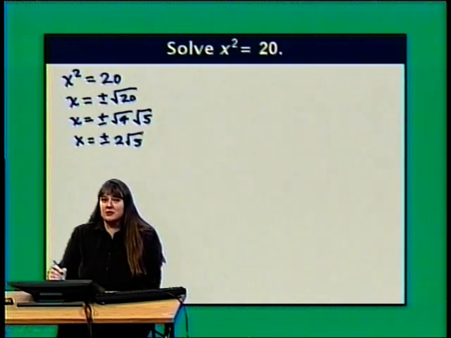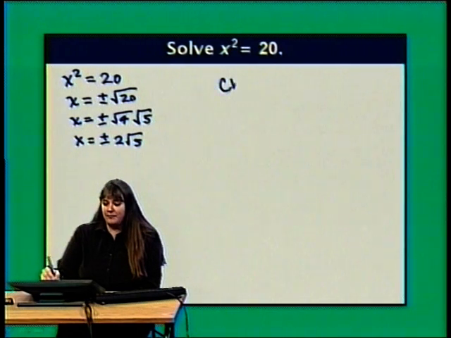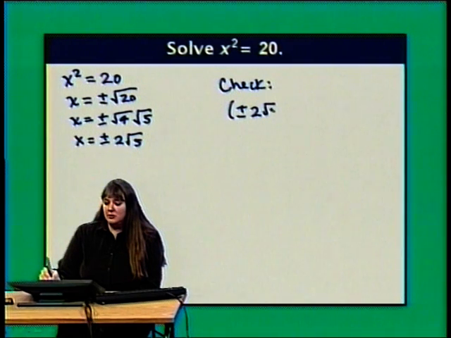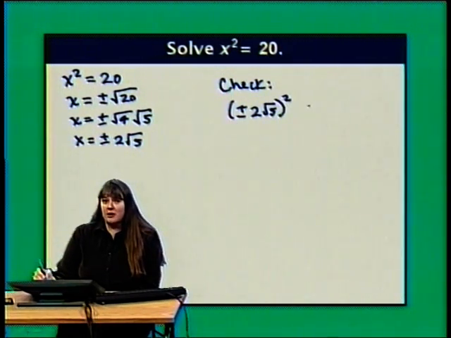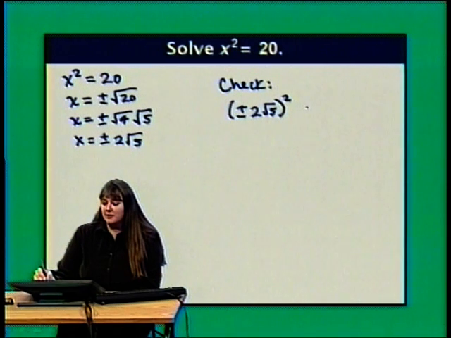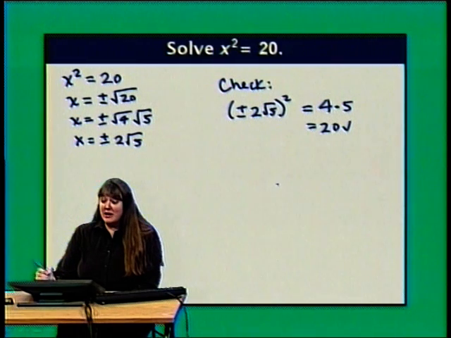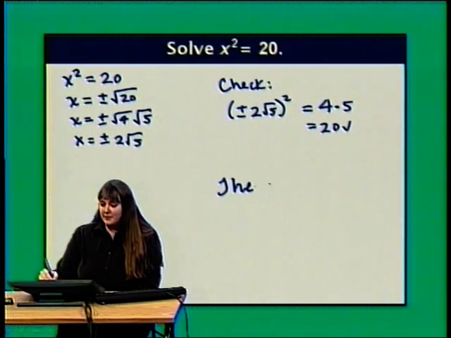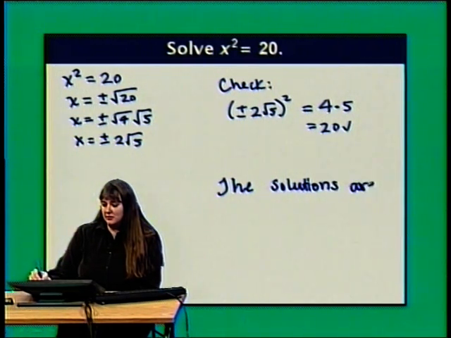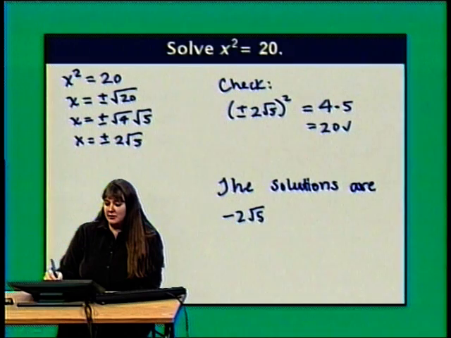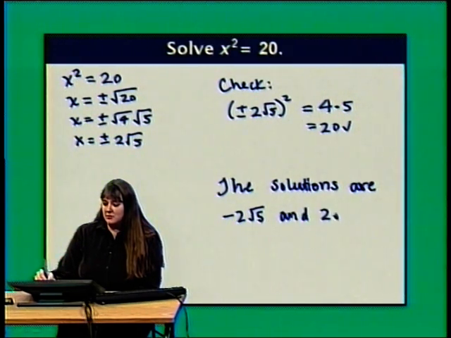Before I write my conclusion, though, I want to check and make sure this answer is correct. So what happens if I square plus or minus 2 radical 5? Well, whether I square a positive or a negative number, I get a positive result. 2 squared is 4, the square root of 5 squared is 5, and 4 times 5 is indeed 20. So my solutions check. So I can go ahead and write my conclusion. The solutions are negative 2 radical 5 and 2 radical 5.